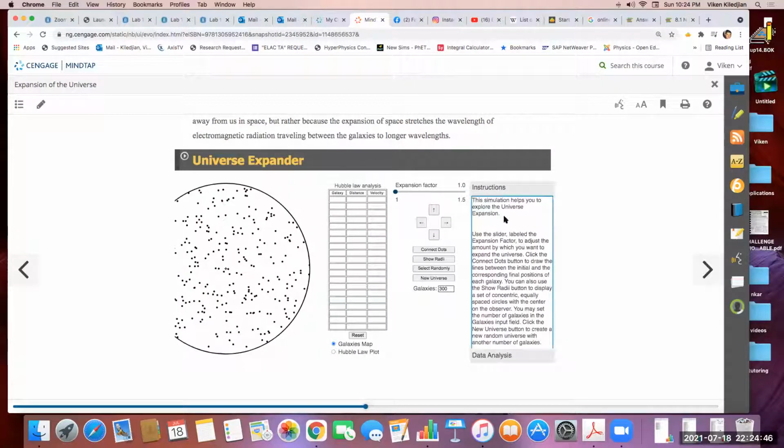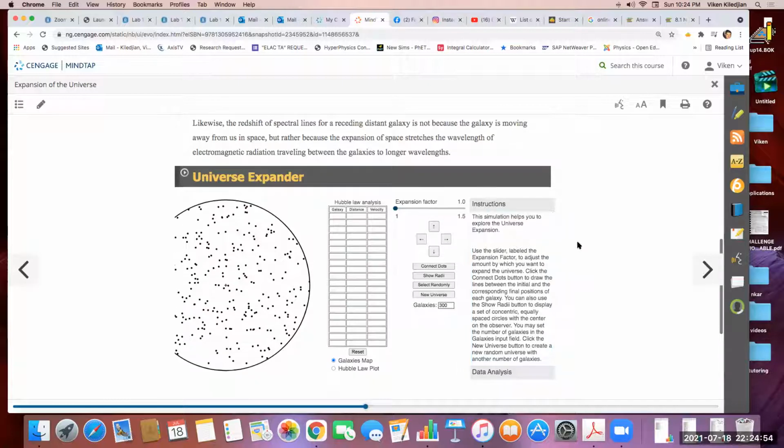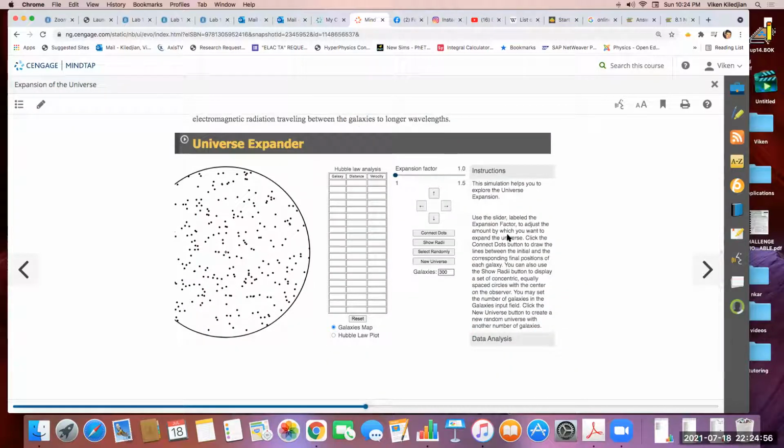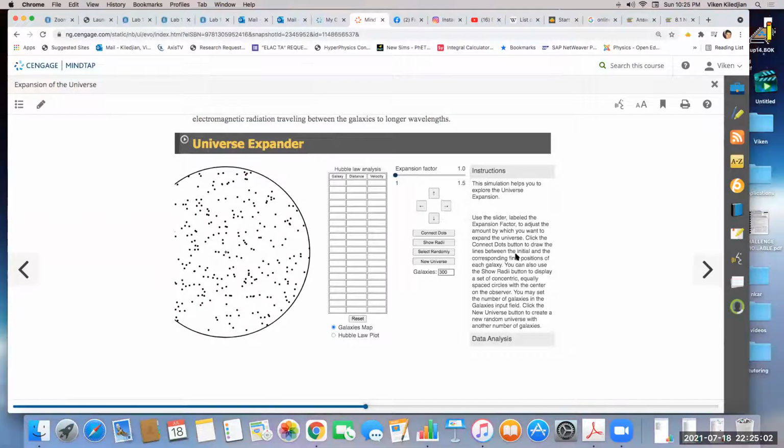This simulation helps you to explore the universe expansion. Use the slider labeled the expansion factor to adjust the amount by which you want to expand the universe. Click the Connect Dots button to draw the lines between the initial and the corresponding final positions of each galaxy.